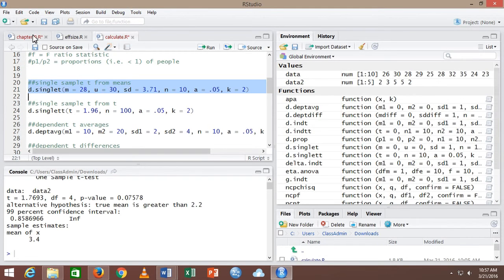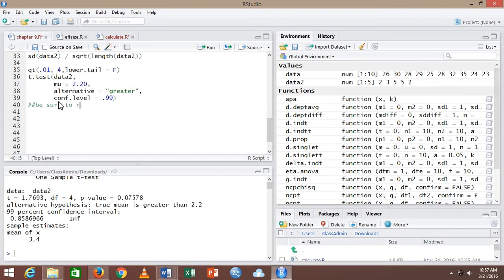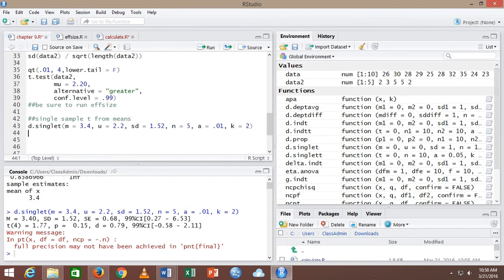Now I can go back to my calculate thing, and I'm going to upload the script for you guys. Let's just change all these out. So for my single t, I've got 3.4 compared to 2.2. Our standard deviation was 1.52. N was 5. Alpha here is 0.01. Let's see what happens. Okay. Let's make sure my t matches. So I got 4 degrees of freedom, 1.77. Check. Okay. My d value is 0.8 basically.